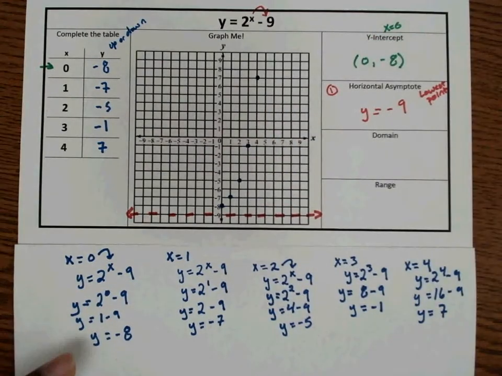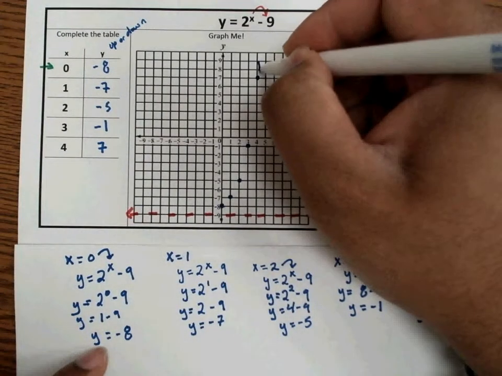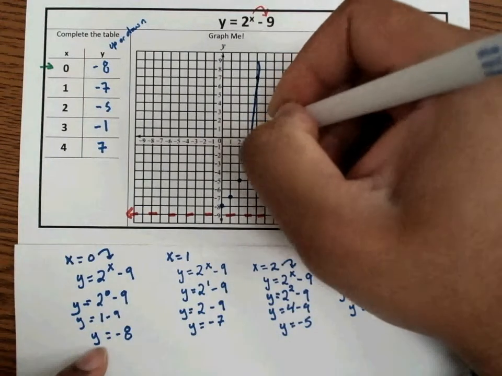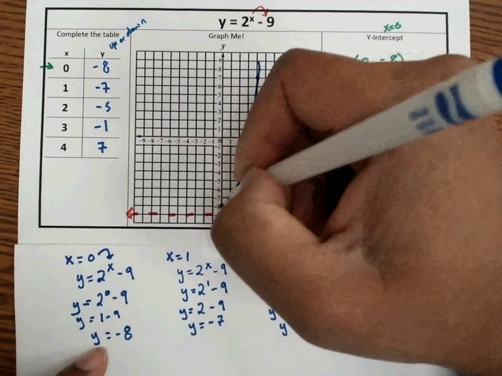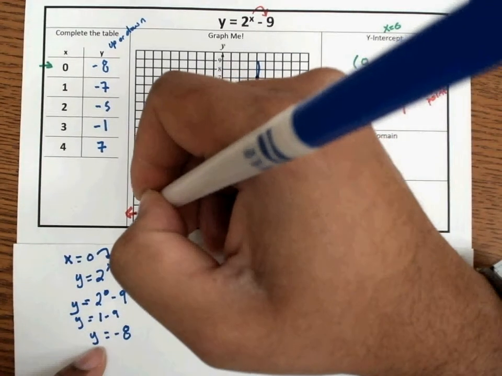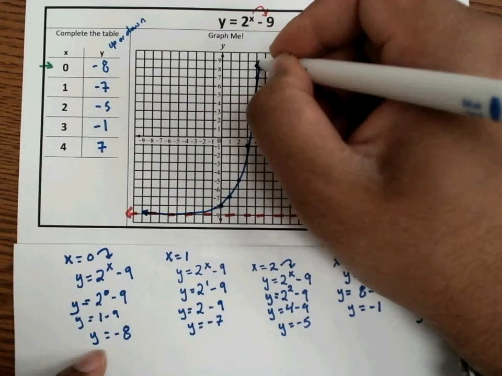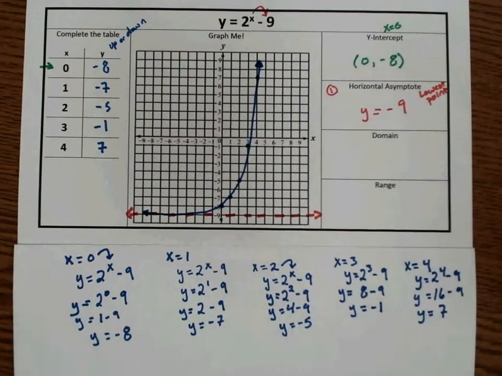And hopefully you can kind of see the curvature of our graph. So I'm going to go ahead and connect my dots now. Draw my hockey stick. And it's going to look something like that. Bam. And there's our exponential function.